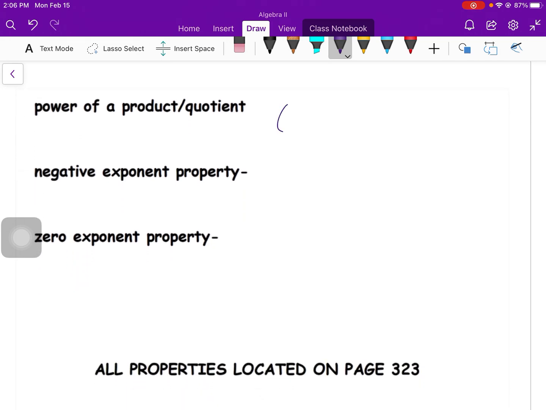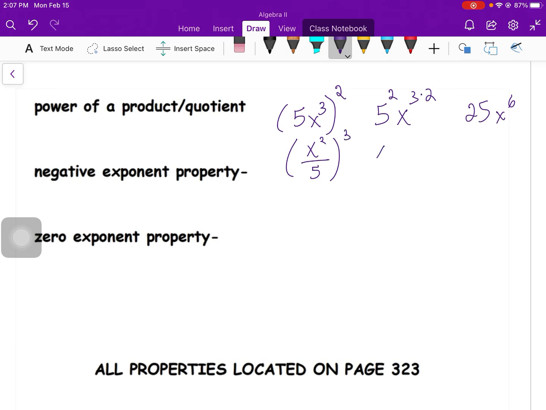Power of a product. So in other words, if I'm raising two things, like say it's 5x to the third, raised to the second power, make sure that I raise the 5 to the second power and the x to the third to the second power. So 25x to the 6. Quotient just means if I've got something like x to the second power over 5 and I'm cubing it, I can take the numerator to the third power and the denominator. So to get x to the 6 over 125.